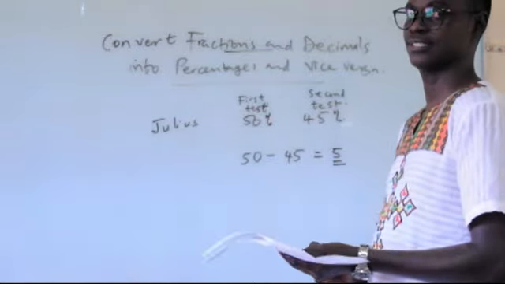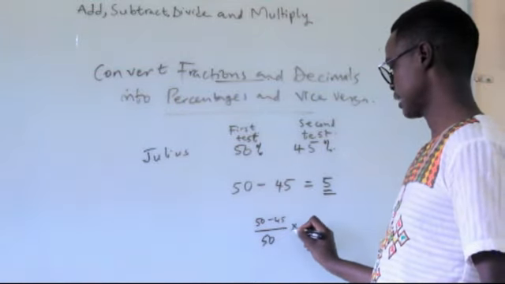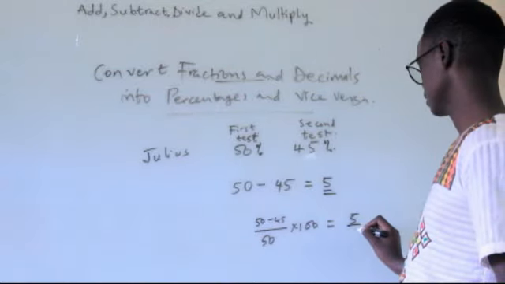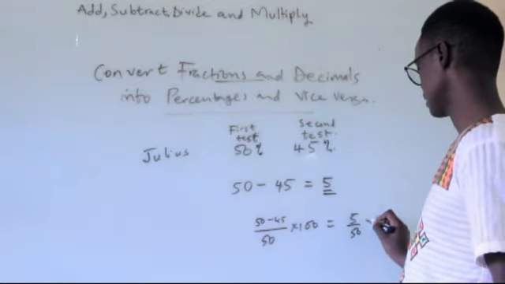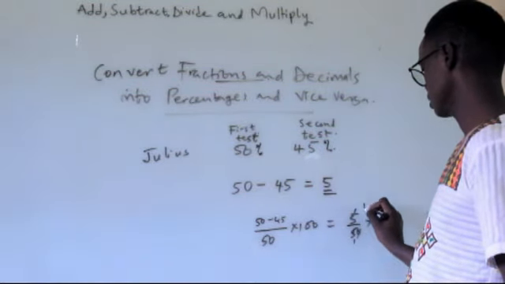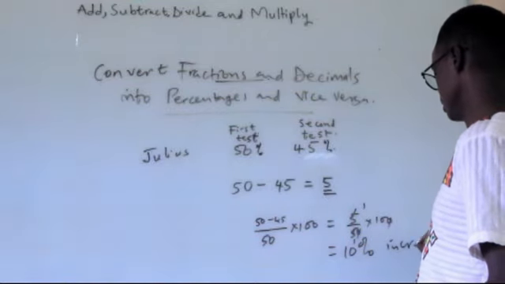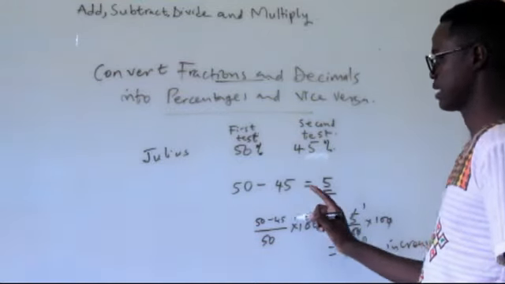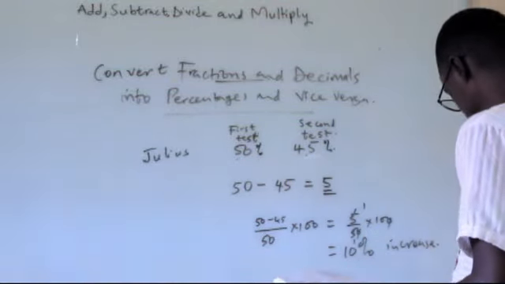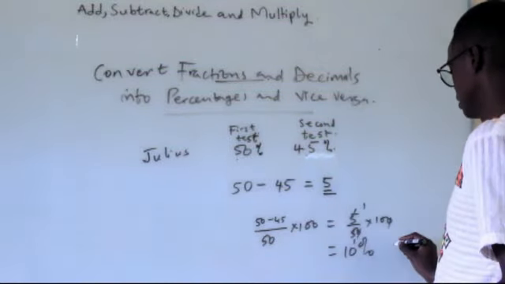So 50 minus 45 out of 50 times 100 gives us 5 out of 50 times 100, which represents a 10% change in the marks from 50 to 45. This is a decrease, a 10% decrease.